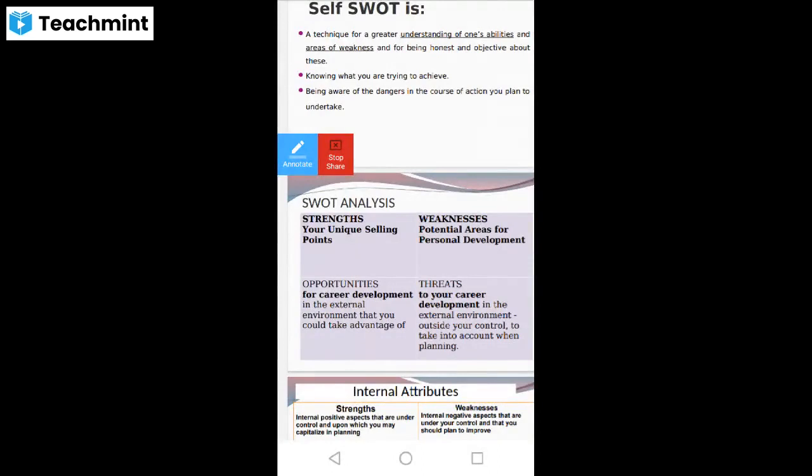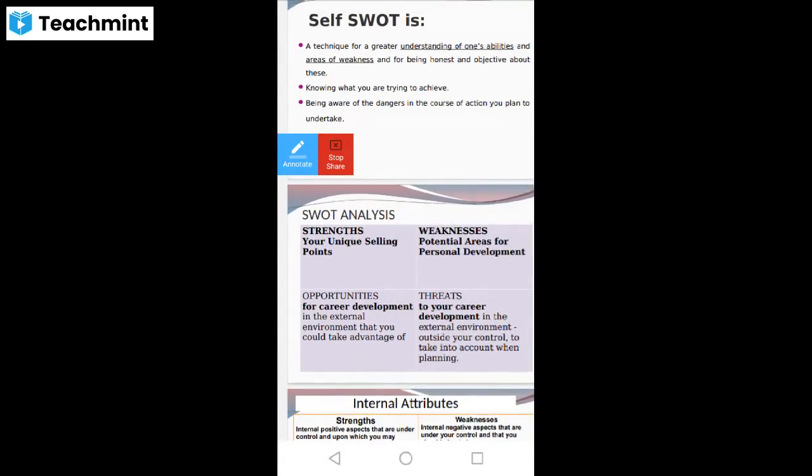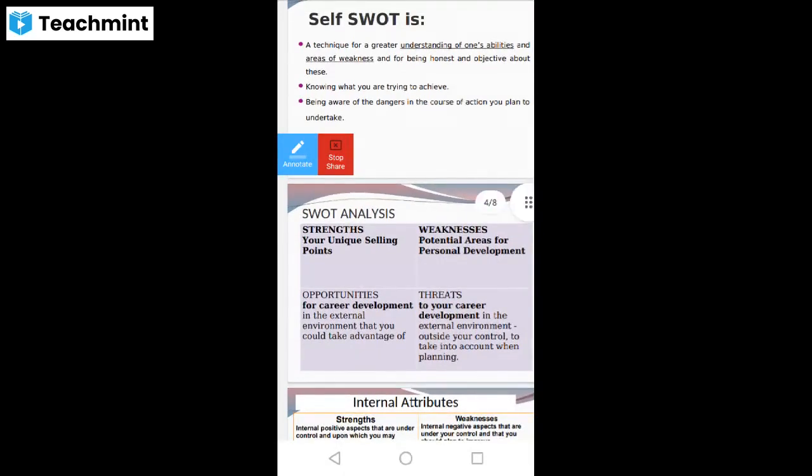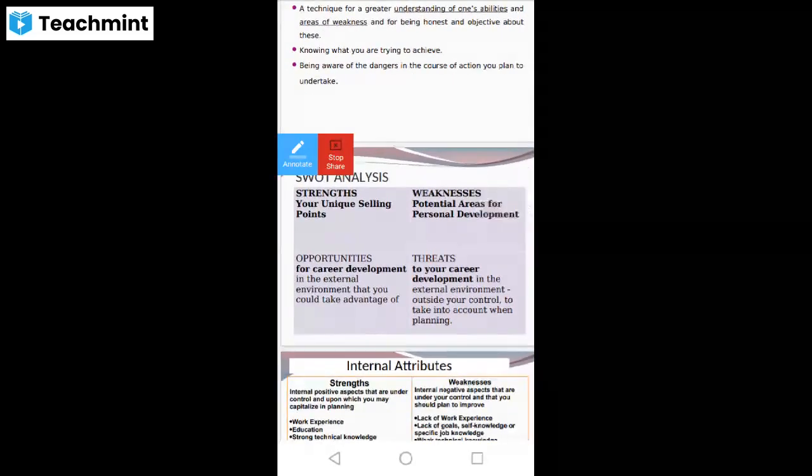Okay, strengths, your weakness, your unique selling point, weakness, potential area for personal development. Suppose you have some weakness when you speak to officials, you may shiver. That is your weakness. Then how to overcome that problem? You can do that one with the SWOT analysis.